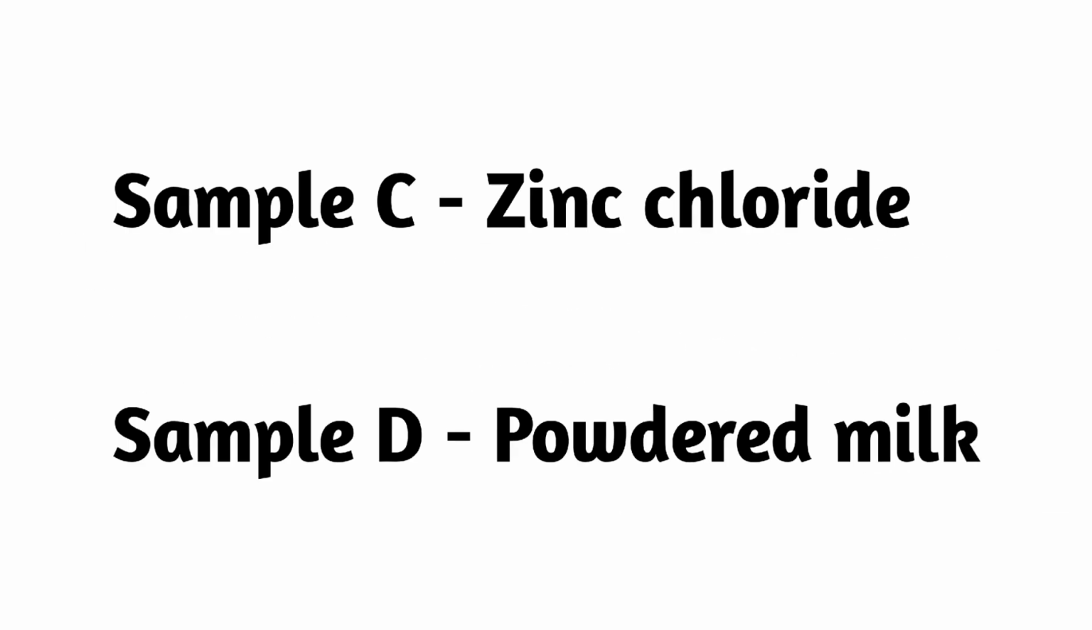So these are the two samples for the qualitative analysis aspect of the practical examination. We have sample C as zinc chloride and we have sample D as powdered milk. And in each of these samples, we are testing for the presence of certain ions or certain radicals. For example, in sample C, we are testing for the presence of zinc ion. Then in sample D, we are testing for the presence of protein, testing for the presence of amino group, and also testing for the presence of carboxylic group.